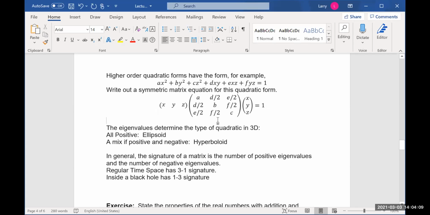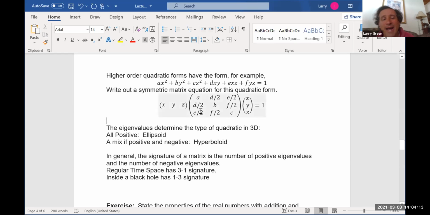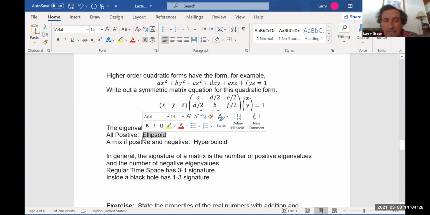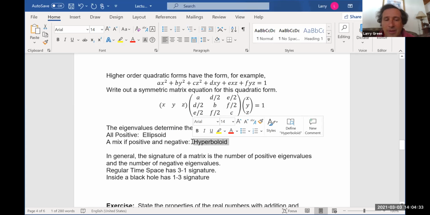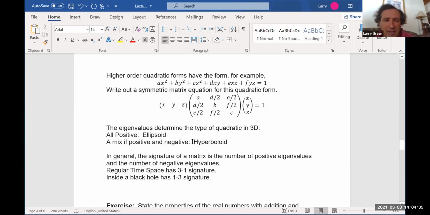Orthogonally diagonalize. We orthogonally diagonalize a matrix. And when you orthogonally diagonalize a matrix, which you know you can do because we have a symmetric matrix, then you look at your D, your diagonal matrix, and if they're all positive, then you get an ellipsoid. Whereas if you have a mix of positive and negatives, you have a hyperboloid. Any questions on that? That make total sense?